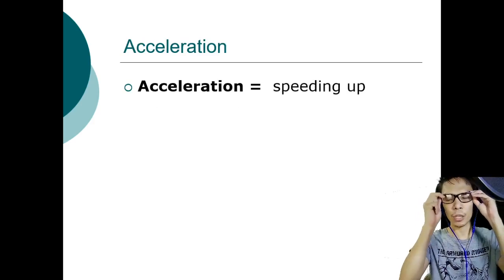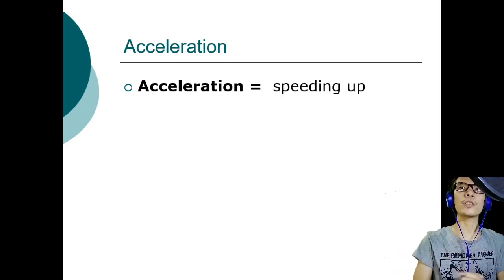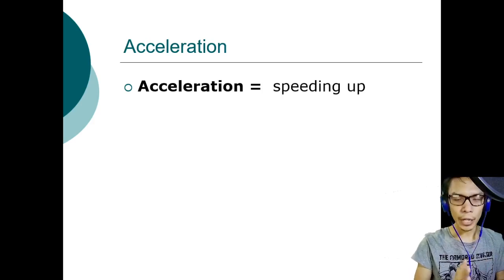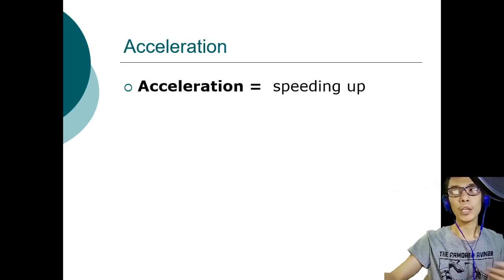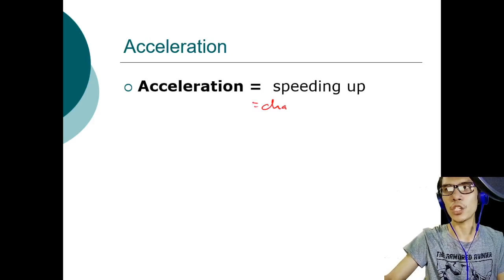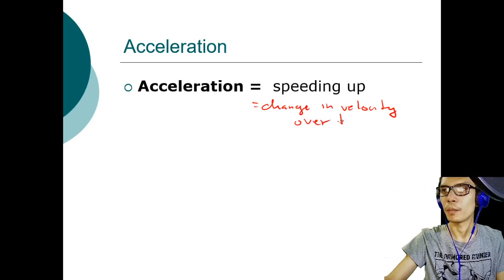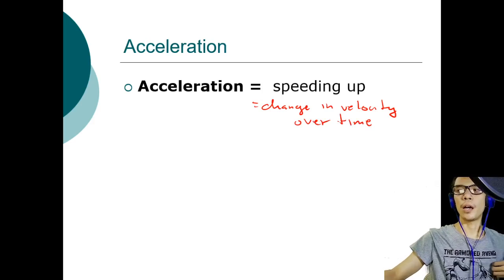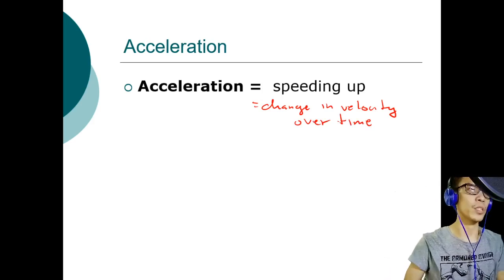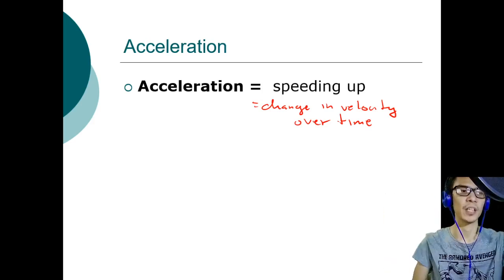Let's go now to the next entity, the last entity: acceleration. What do you mean by acceleration? Acceleration means speeding up, or in other words, acceleration is the change in velocity over time. You can use that definition as well. Acceleration is the one that dictates what will be the velocity of the object. Later we will use the simulation for that. Let's finish this one first.